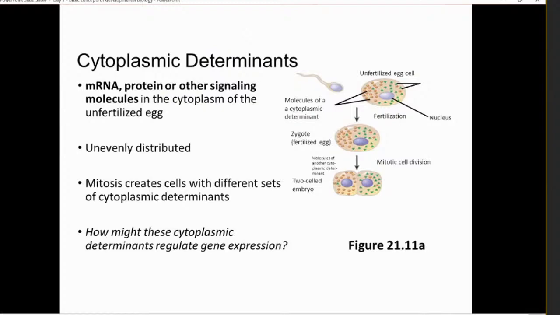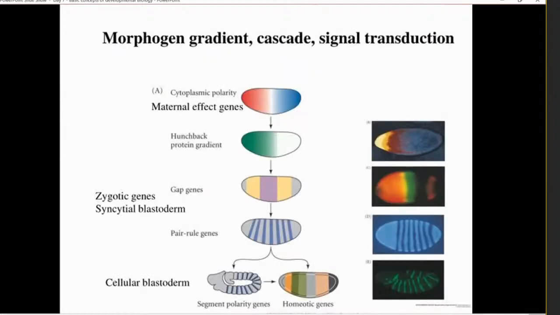After this stage, it enters into mitotic cell division. The two-celled embryo is a very important stage in cytoplasmic determination. Cytoplasmic determinants alone drive the two-cell embryo development. For cytoplasmic determinants, we need mRNA, protein, and other signaling molecules. After receiving signals from external cells, the zygote develops into a two-cell embryo through the cytoplasmic determinants. Only then does it differentiate into various organs.